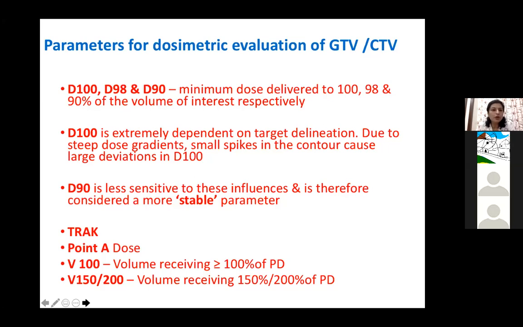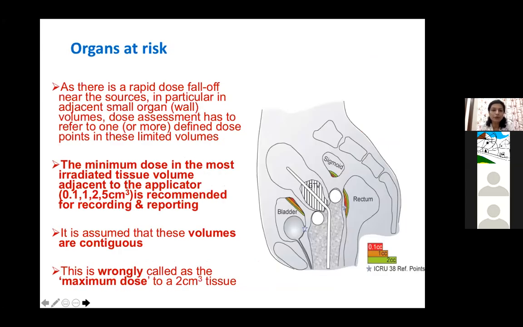So what about the organs at risk? Now, since there is a rapid dose fall-off near the organ, the volume has to be defined to these limited volumes. So the doses that are defined are the 0.1, 1, 2 cc, and 5 cc, but essentially it's the 2 cc that is recommended. And 2 cc represents the minimum dose that is received by the volume of interest, and this should not be wrongly interpreted as the maximum dose. So it is the minimum dose to that representative area.